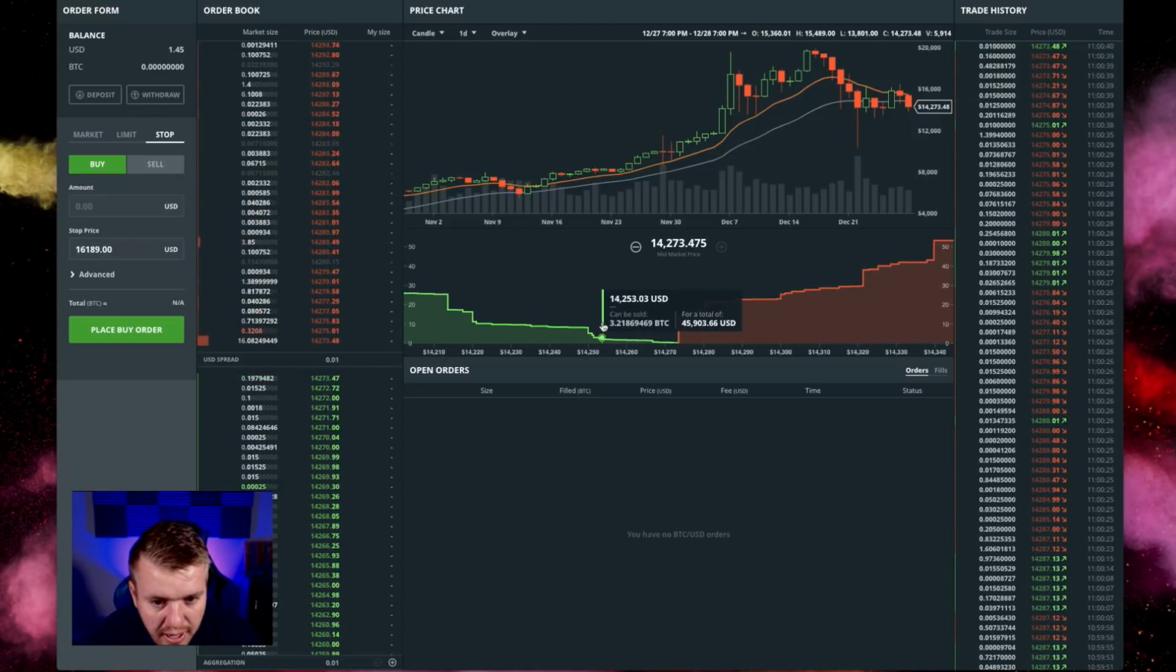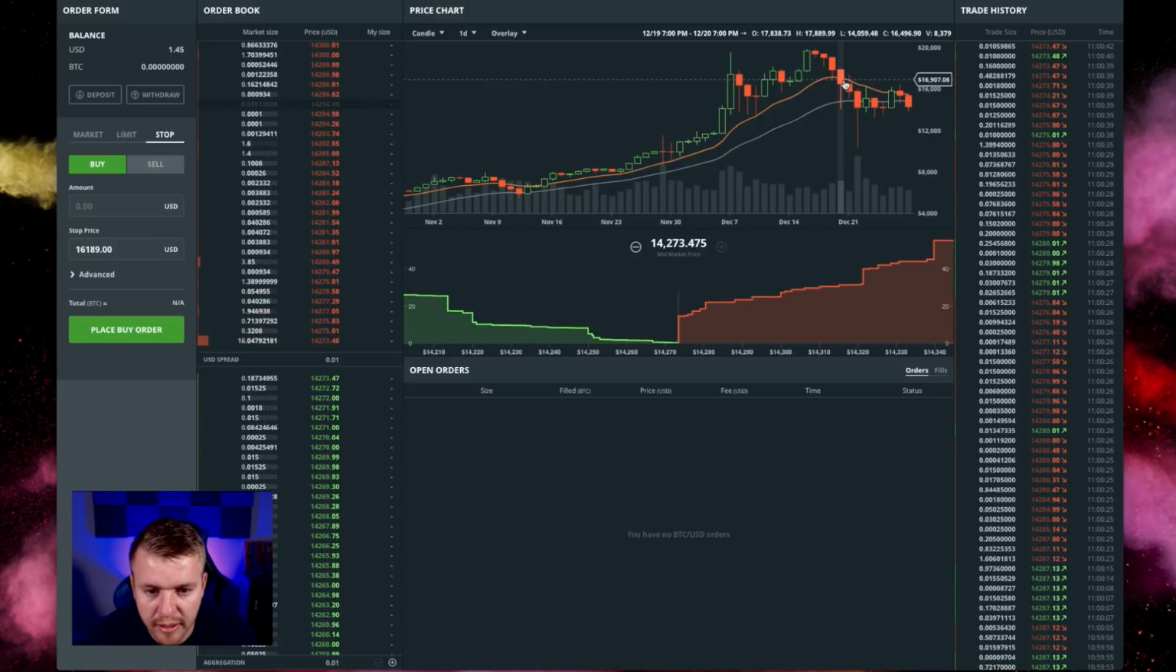Green's always going to be buying side. Same thing with the candles. So we got red candles, that's bad, that's selling. And then we got green candles, that's good, we got buying.